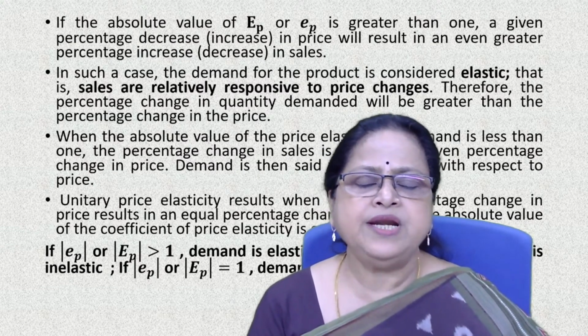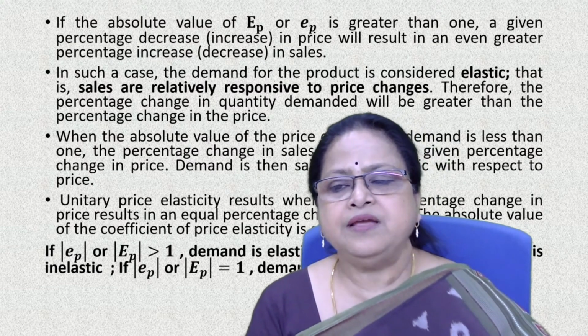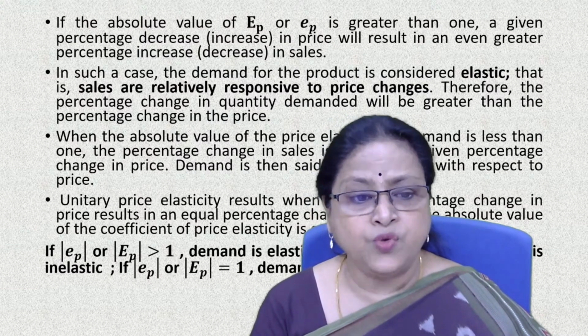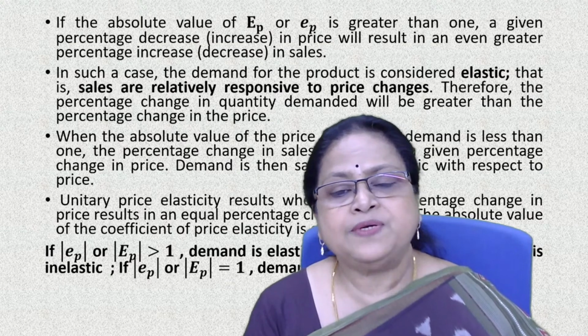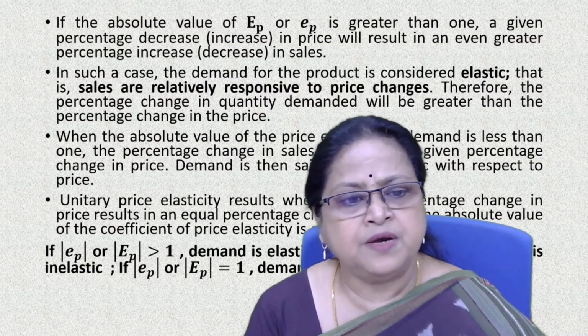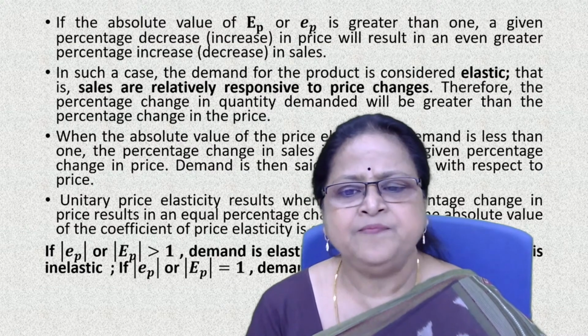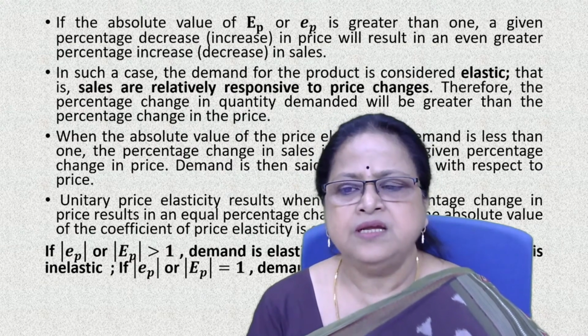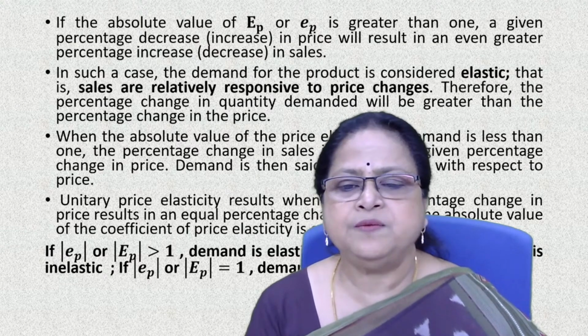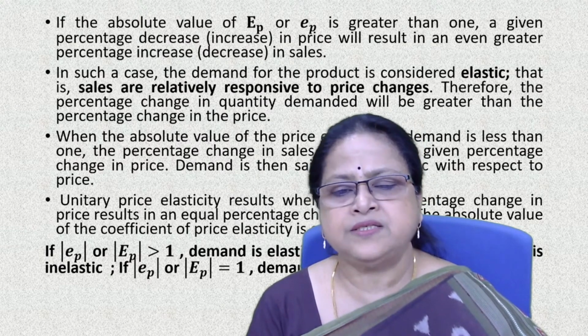And in case of unitary price elasticity, when a given percentage change in quantity sold is influenced by an equal percentage change in price, then that is also known as unitary price elasticity. The absolute value of the coefficient of price elasticity is equal to 1 in such cases.